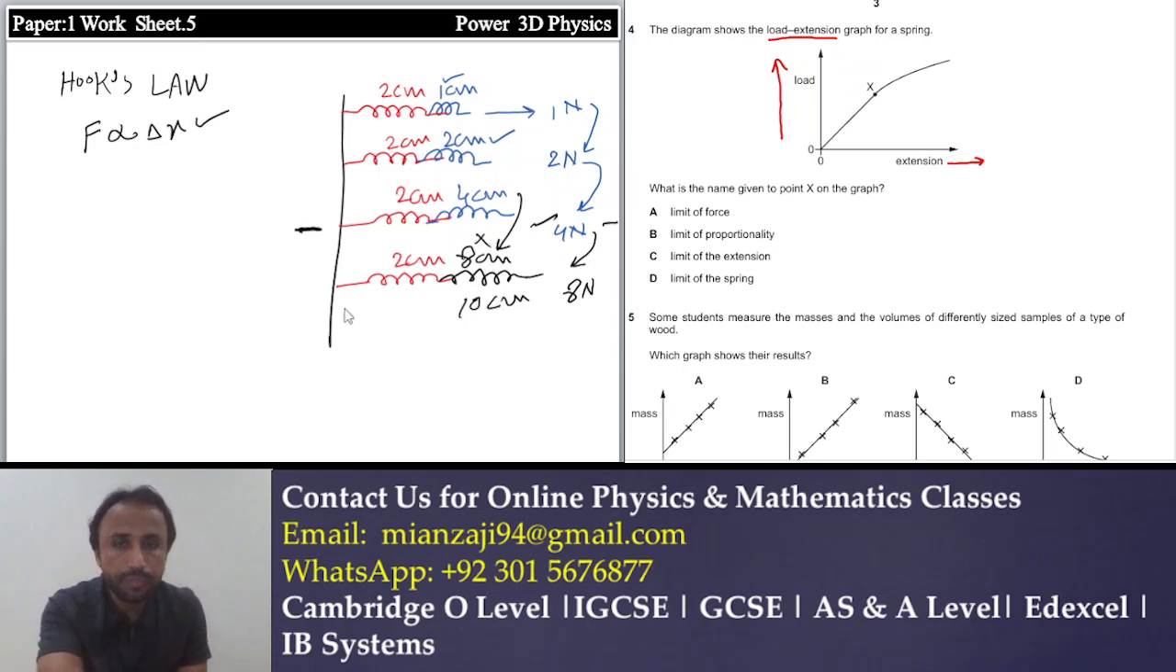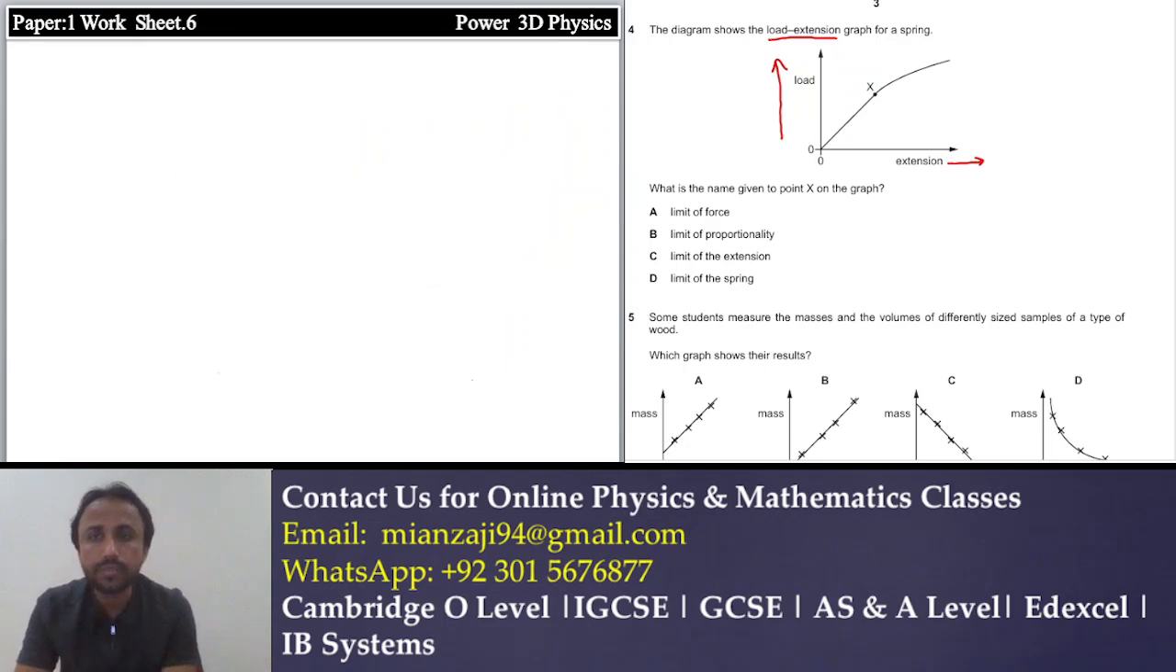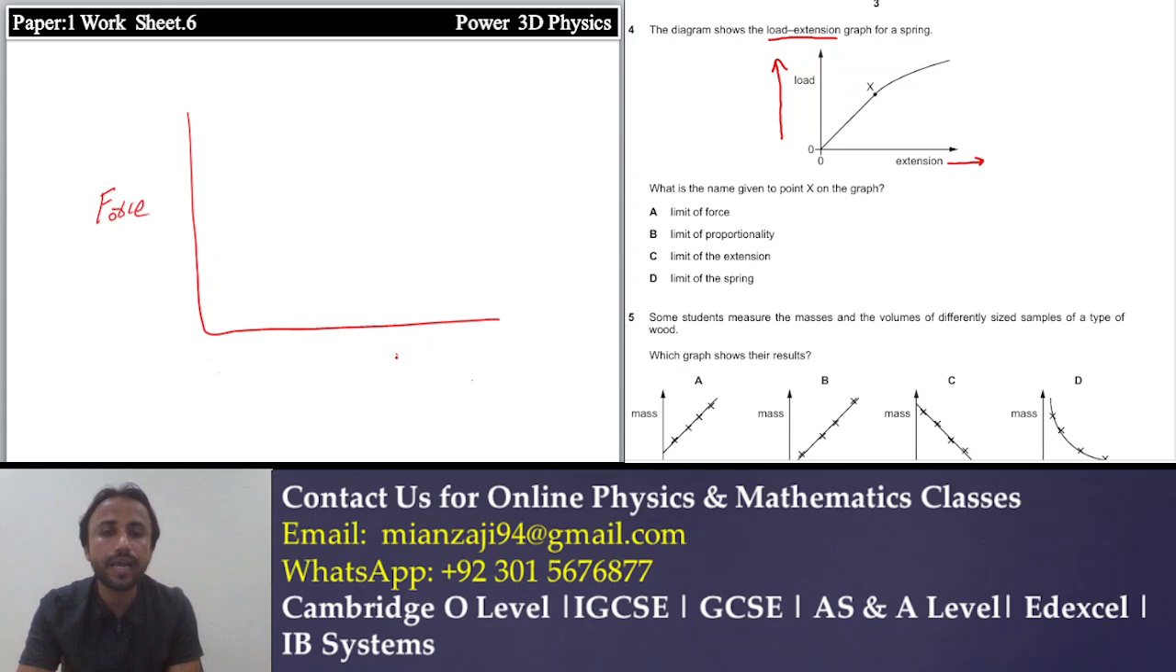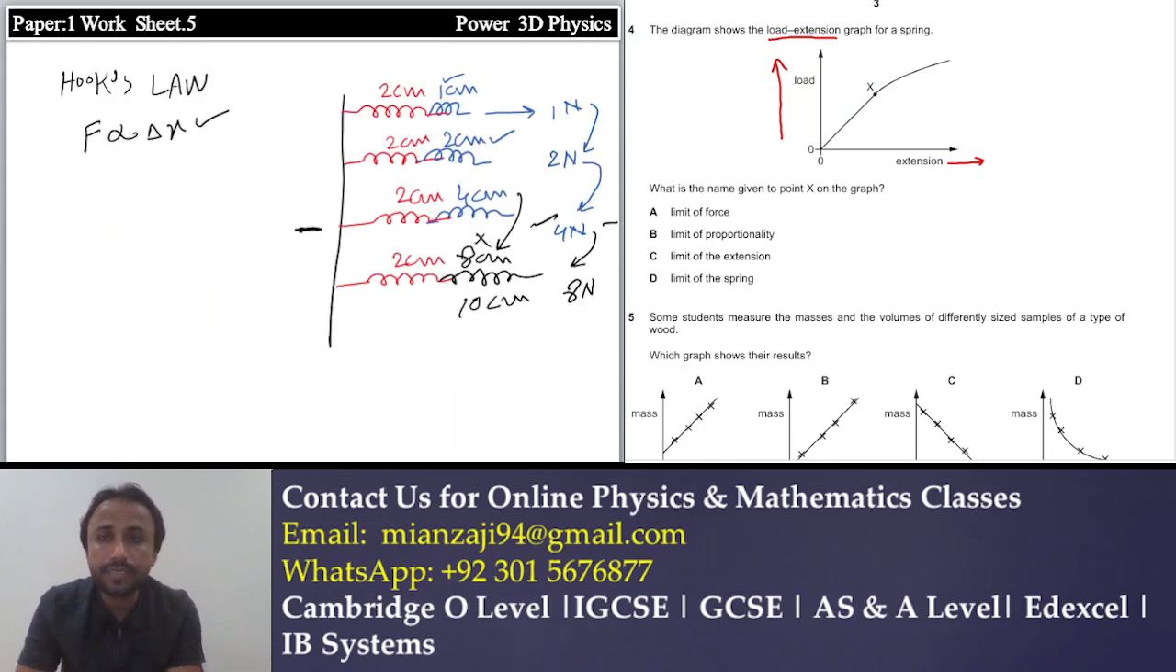What's going on? Coming to our next slide. This is the graph. Let's say here is the force and here is delta x. What is delta x? That increase in the length is delta x. This is the force that I apply, this is F, and this increase in length is known as delta x.